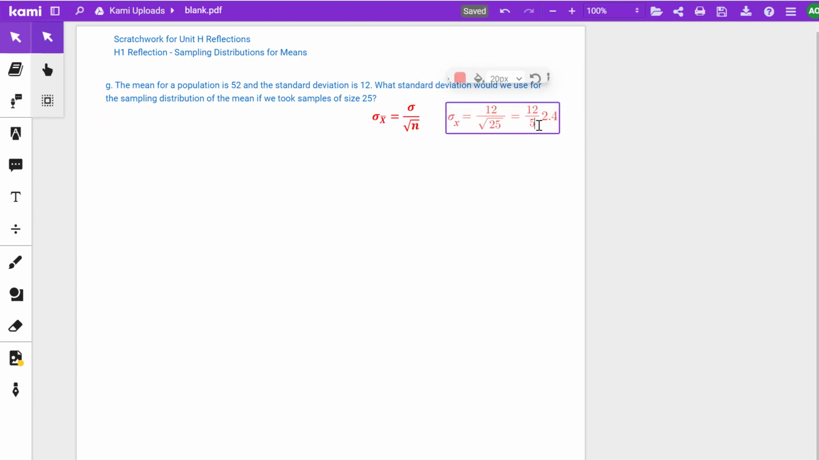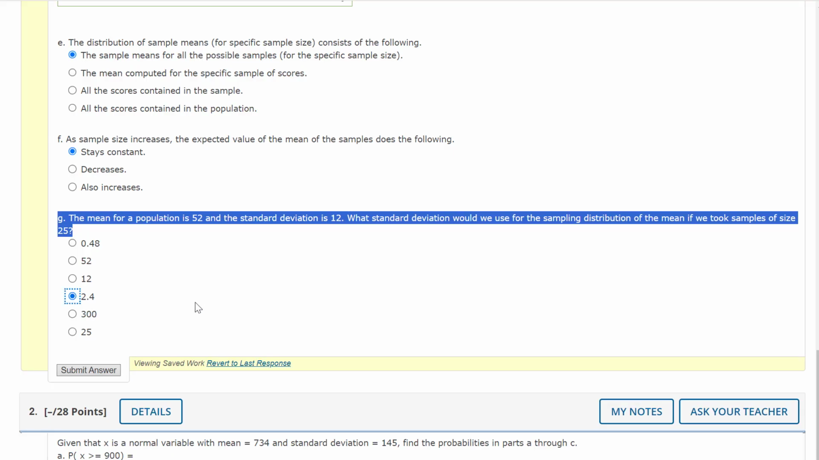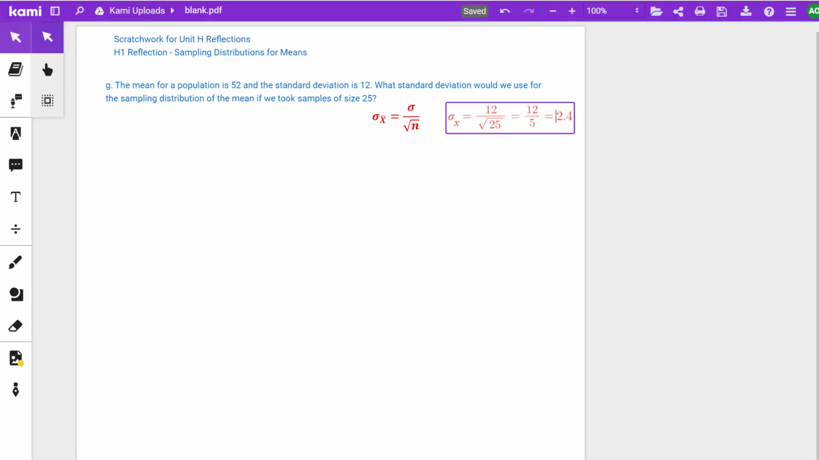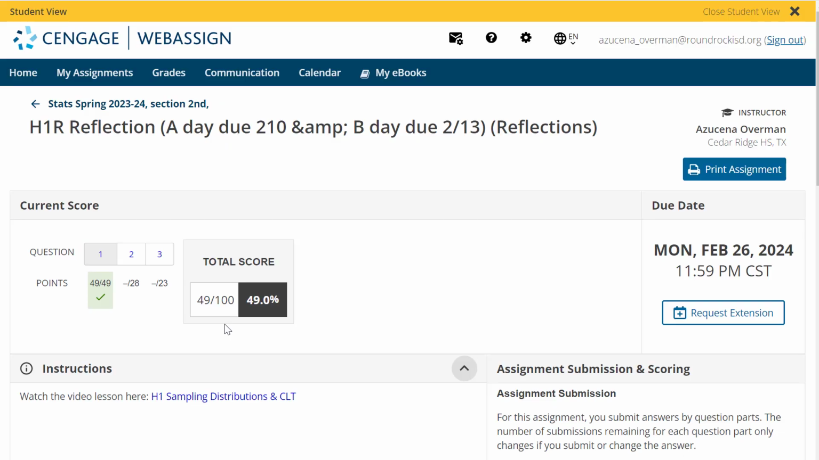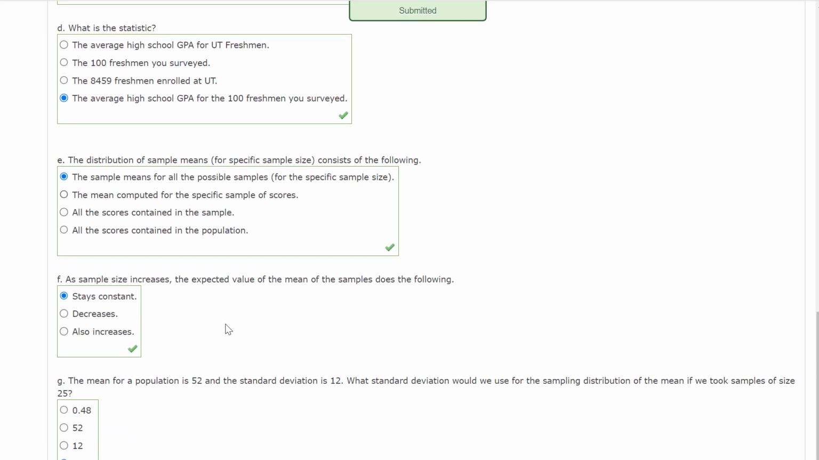I did it kind of fast. Oh, it would help to have an equal sign, wouldn't it? All right, so let's go see if that's an option. Oh, it is 2.4. All right, so the main idea here is that your standard deviation gets lower, and it gets lower by the square root of your sample size. So let's go ahead and hit submit answer. And voila, everything is correct.